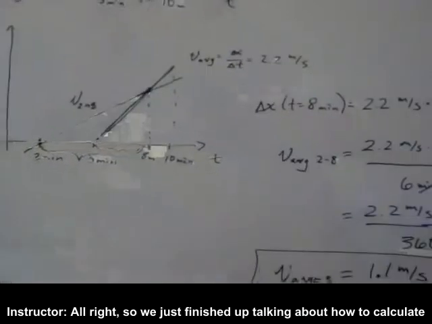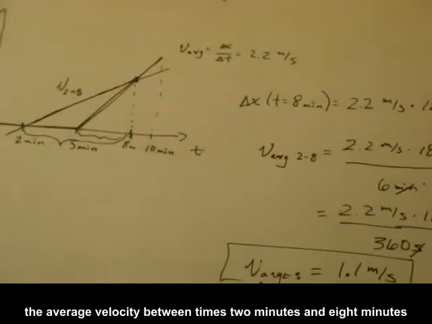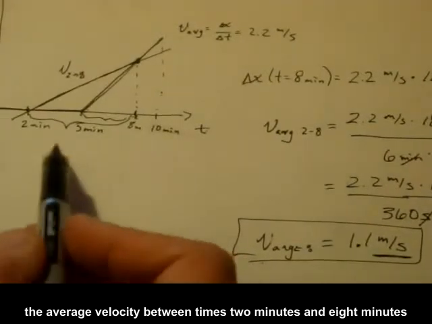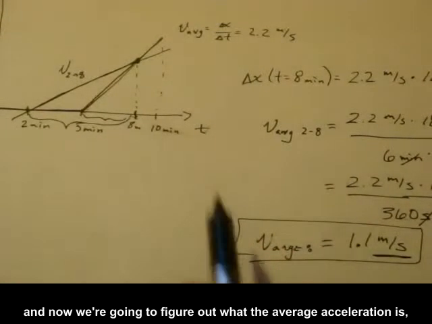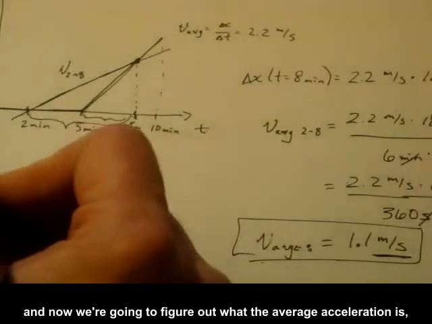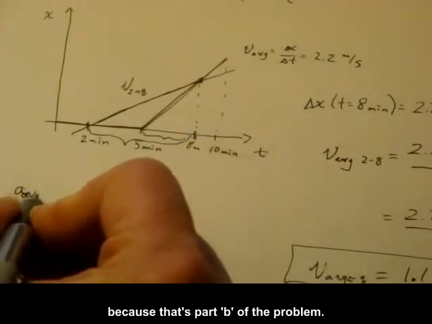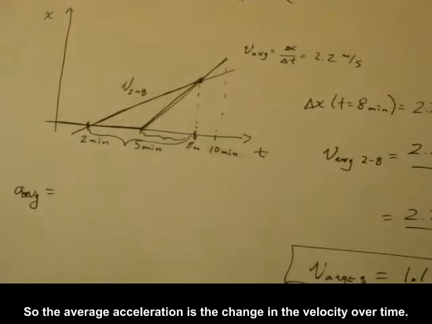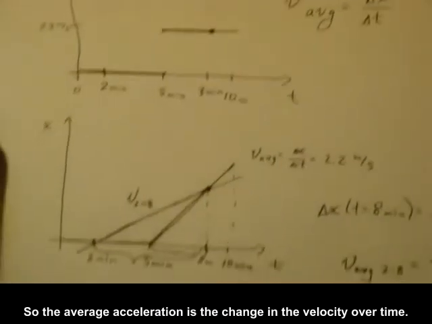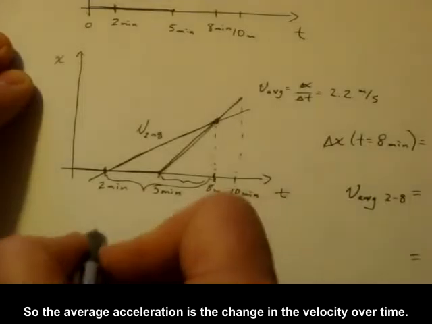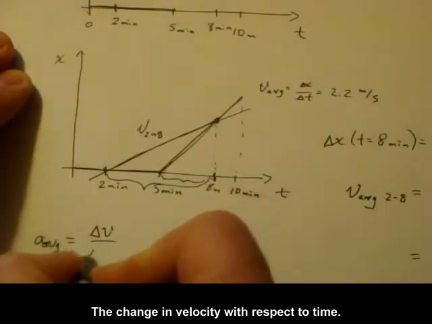Alright, so we just finished up talking about how to calculate the average velocity between times 2 minutes and 8 minutes. And now we're going to figure out what the average acceleration is, because that's part B of the problem. So the average acceleration is the change in the velocity over time, right? The change in velocity with respect to time.